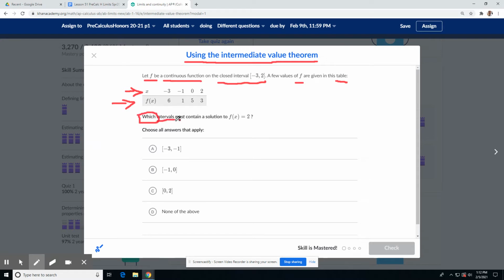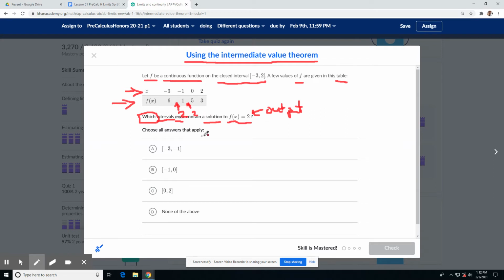Which intervals must contain a solution to the function equaling 2? Well, where's 2 in this function? So we're looking at 2 as an output. So where's this 2 between when we look at these outputs? Is there a 2 between 6 and 1? Yep, there's a 2 there. Is there a 2 between 1 and 5? Yep, there's a 2 there also. Is there a 2 between 5 and 3? No, there's no 2 between 5 and 3.